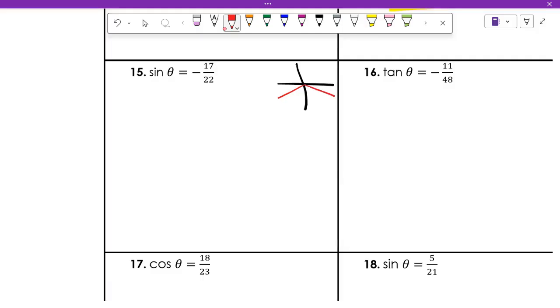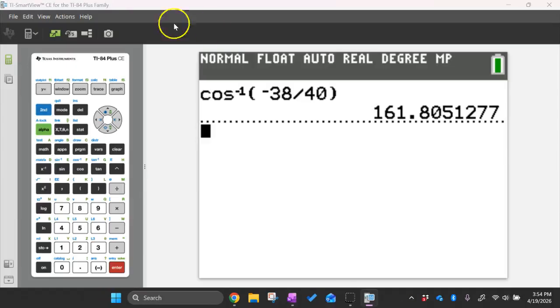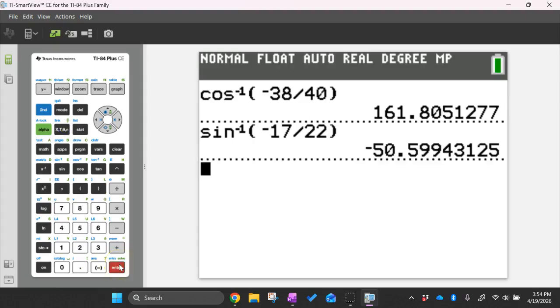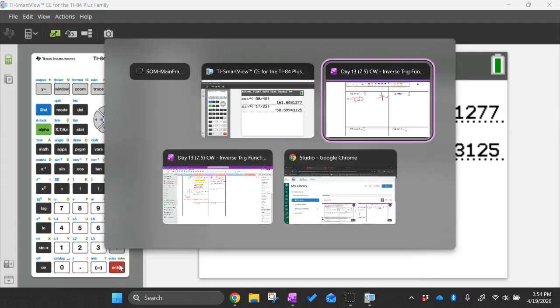Okay, so when I do inverse sine, it's going to get me the one over here in quadrant 4. It's going to get me this one. And so I'm going to have to do some math to figure out what the other one is. Okay, so let's go ahead and do that. If I do sine inverse of negative 17 over 22, I'm going to take my calculator and put that in. Sine inverse of negative 17 over 22. Negative 50.599. Okay, negative. Why am I getting a negative angle measure?